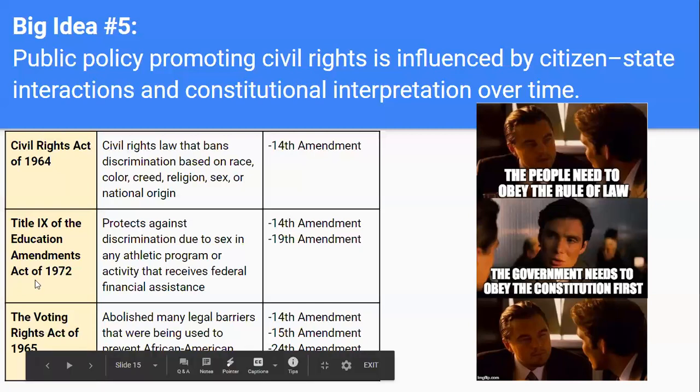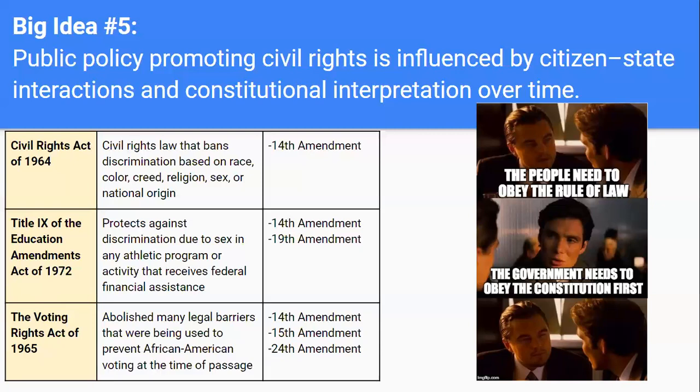Okay. That's followed by the Voting Rights Act of 1965, which basically says that any barrier to voting is illegal. It abolished many legal barriers that were being used to prevent African American voting at the time of passage. The 24th Amendment bans poll taxes. That's 1964, I believe, 1964, 1965. So that bans poll taxes in the United States, and the Voting Rights Act bans any form of barrier to voting in the United States.